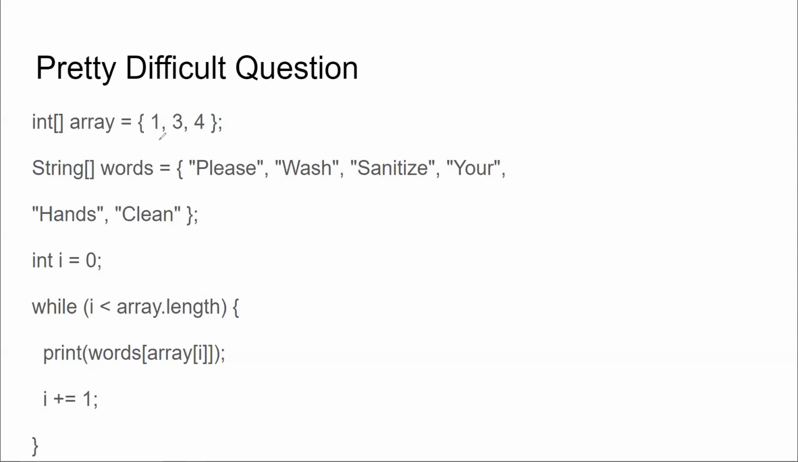We have an array with the numbers 1, 3, and 4. We have just a word bank: please, wash, sanitize, your, hands, clean. And then we have int i equals 0. This is just a while loop, kind of like the for loop that we did before. Actually, exactly like the for loop we did before.